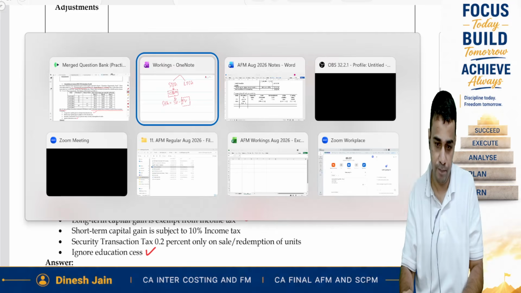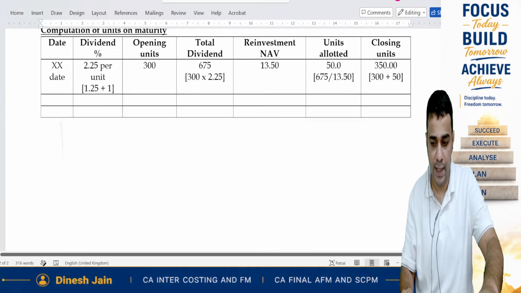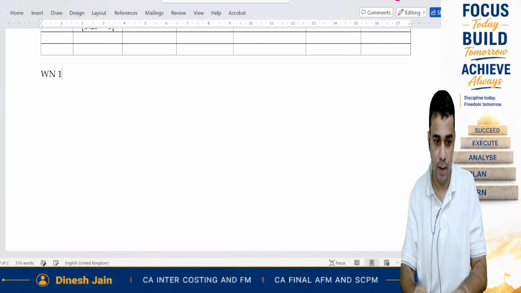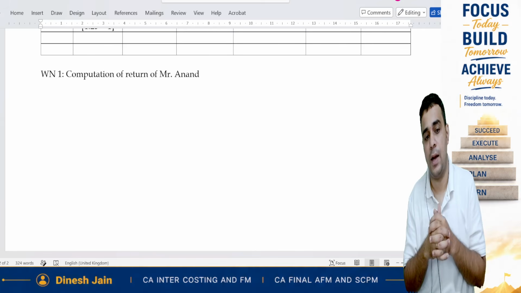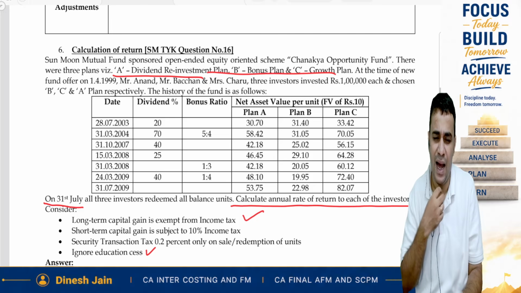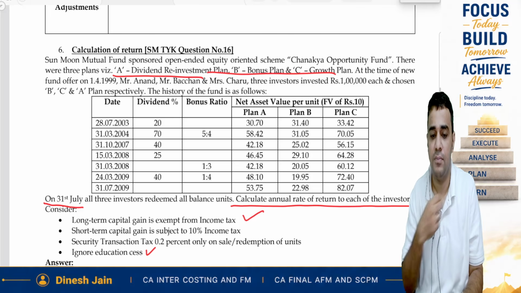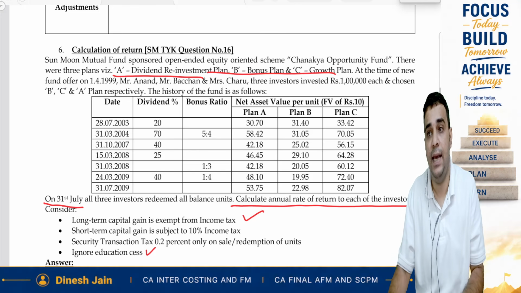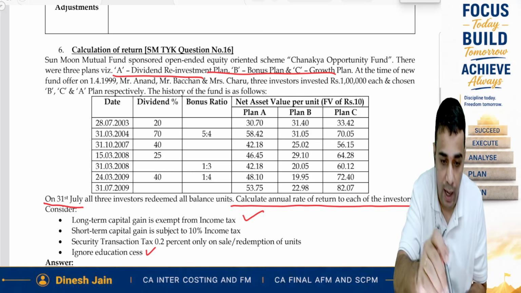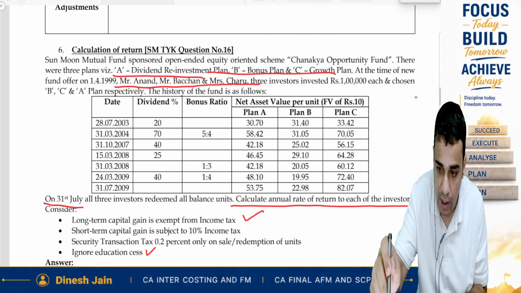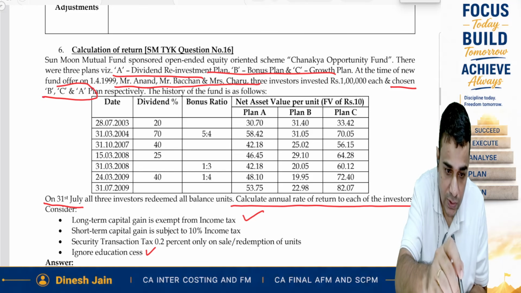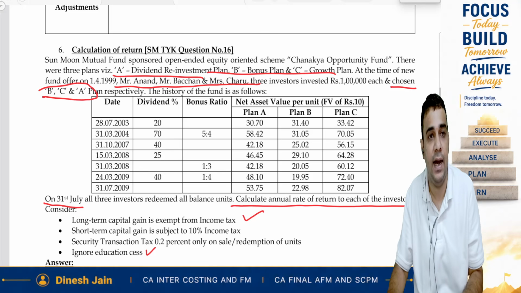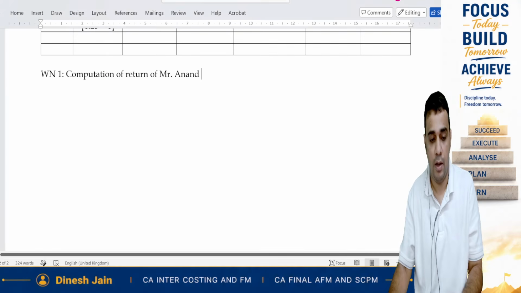Working note 1, computation of return, Mr. Anand. Can you tell me Anand has invested in which scheme? Read carefully. BCA, B, C and A. Mr. Anand, Mr. Bachchan and Mrs. Charu have chosen B, C and A. What is plan B? Bonus plan.